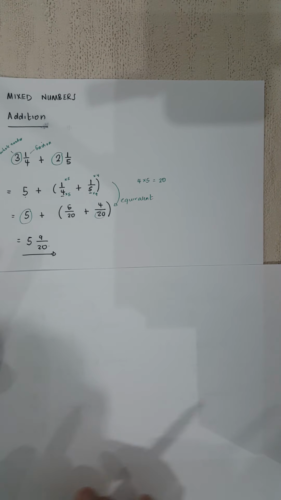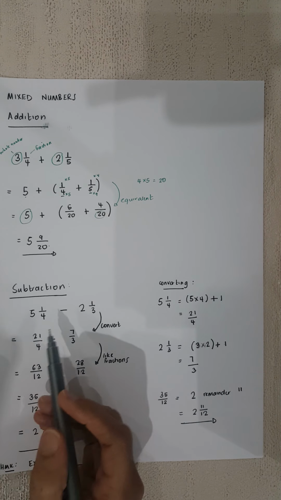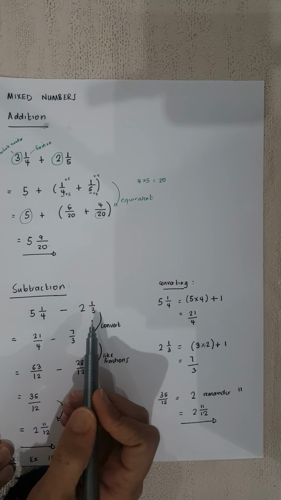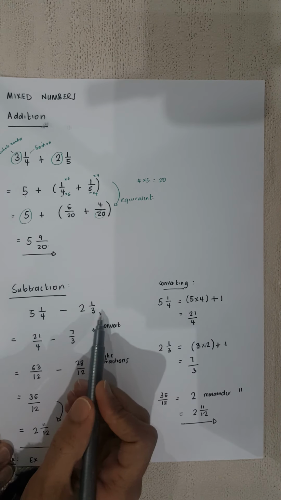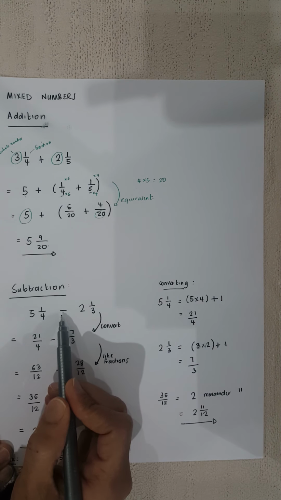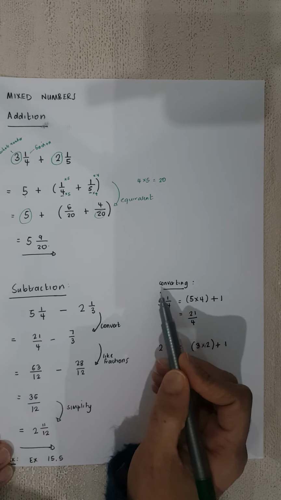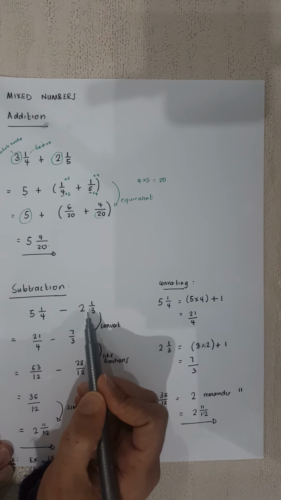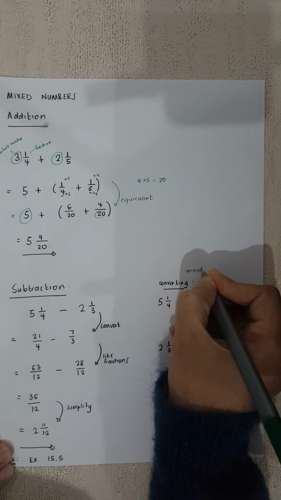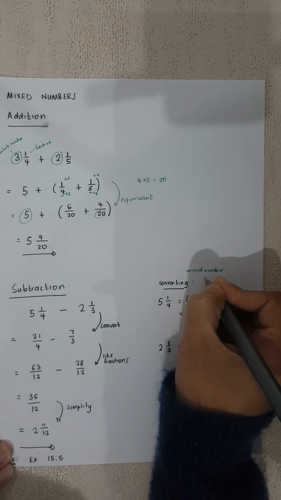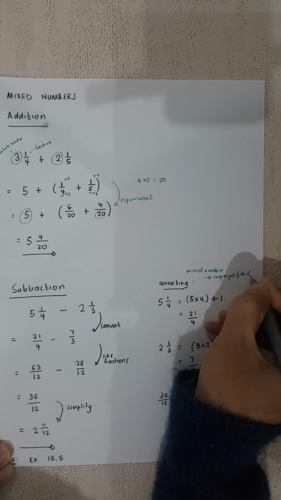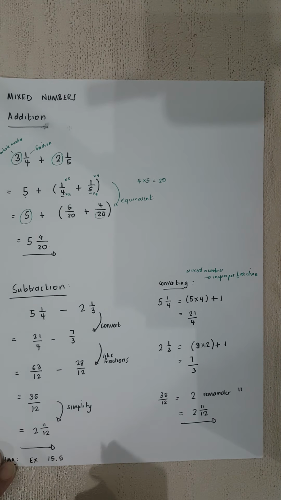Okay, let's go on to subtraction. I've got a question here, 5 1/4 minus 2 1/3. Yesterday we did questions where there were only fractions, but now what do we have? We have two mixed numbers, and now we're not adding, we're subtracting. So our first step is we have to convert these two numbers into improper fractions. So we're going from a mixed number to an improper fraction. And we need to just revise it. It's last year's work, but I just want to go over it so that you're not struggling to do this.